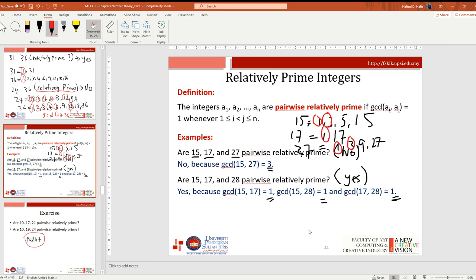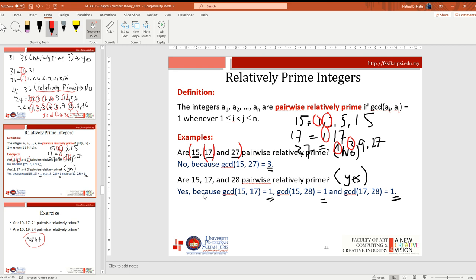Okay, and then relatively prime integers. If GCD of a_i and a_j is equivalent to 1, for 1 less than i less than j less than n. If we have 3 numbers, we compare one by one. 15 and 17 first, and then 17 and 27. Are they relatively prime integers? No, because for 15 and 27 we have 1, 3, which is more than 1.